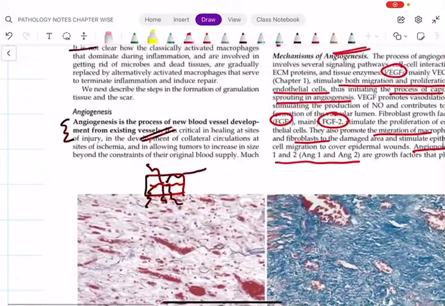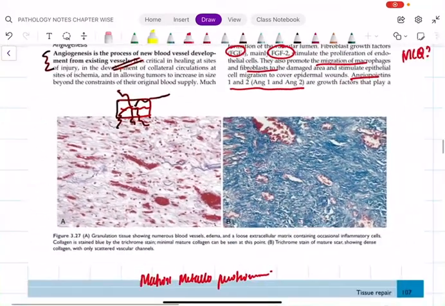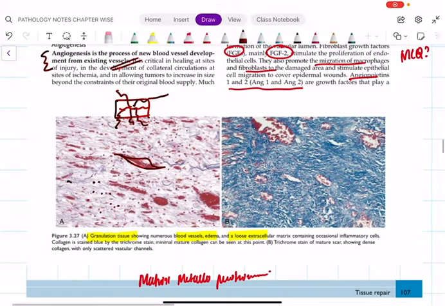Then here what else I have discussed. See, this is a granulation tissue. You can see here granulation tissue. You can see blood vessels, edema. These are the blood vessels, and you can see the blue structures, which are the inflammatory cells. All those things you can see. And you can see collagen fibers.